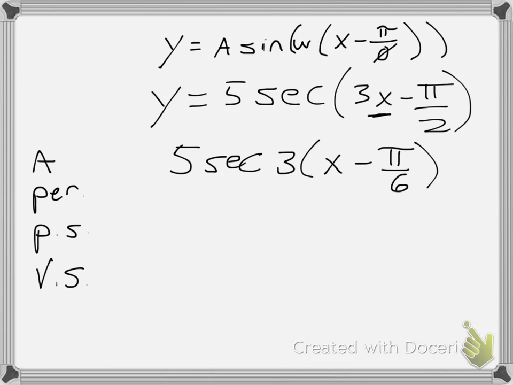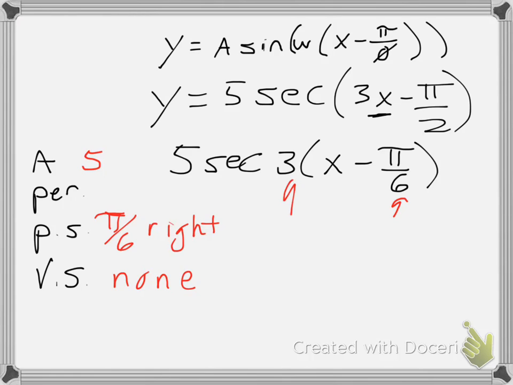Now from this I can tell most of the information that I want. My amplitude is going to be 5. My phase shift is going to be pi over 6, and in this case, pi over 6 to the right, because with horizontal transformations, it has that inverse effect: subtraction to the right, addition to the left. Now my vertical shift: there's nothing being added or subtracted outside of this parenthesis, so we can assume the vertical shift is 0, or there is none.